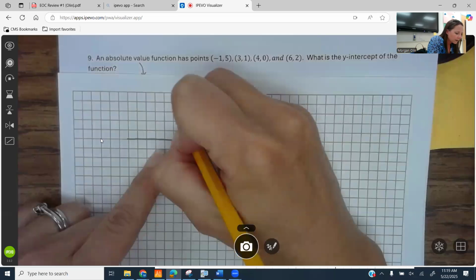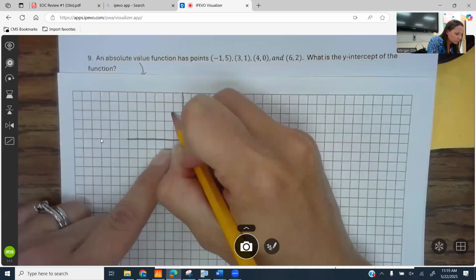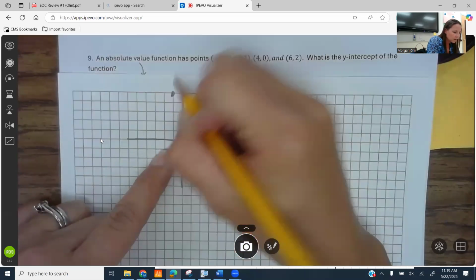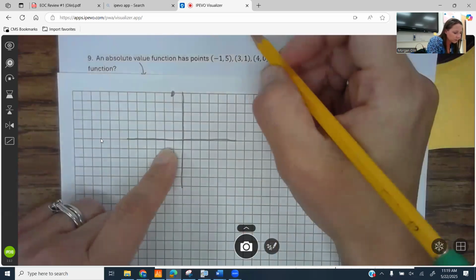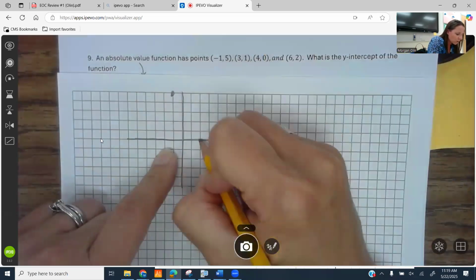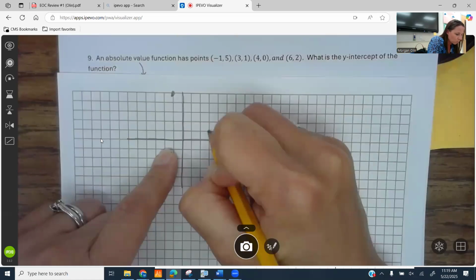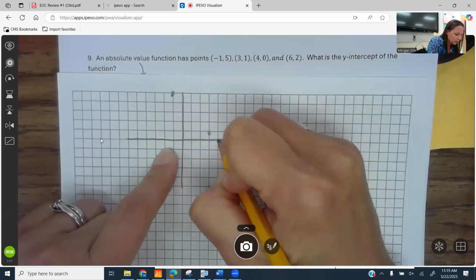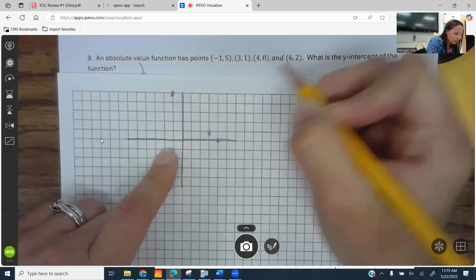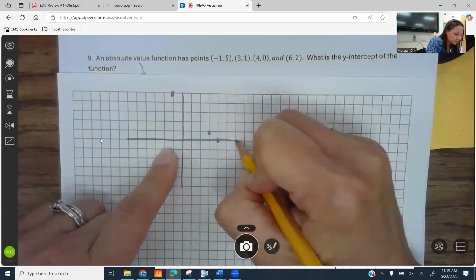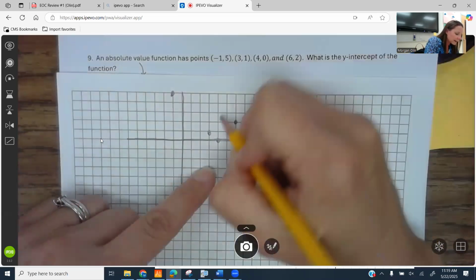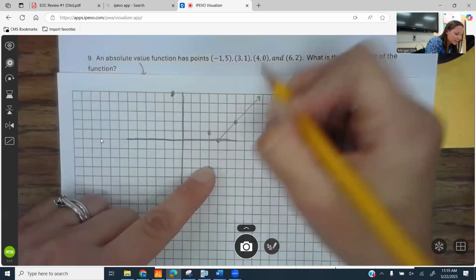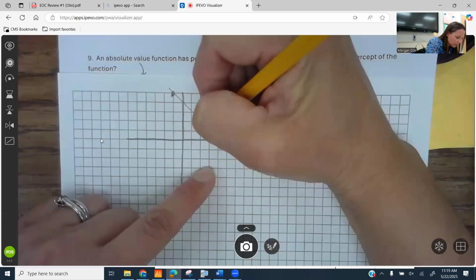(-1, 5). Now, -1, 1, 2, 3, 4, 5 is right here, okay? And then (3, 1), so 3, 1, okay? (4, 0). All right, 6, so that's 4, 5, 6, (6, 2). So here we go. And I see that V shape. So now I can actually physically draw on it right there.